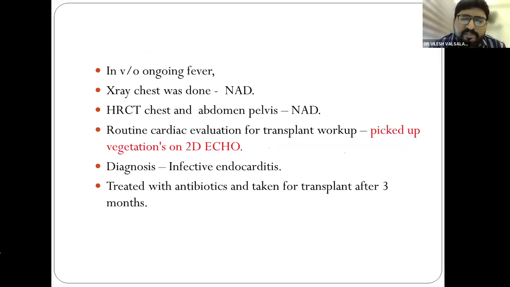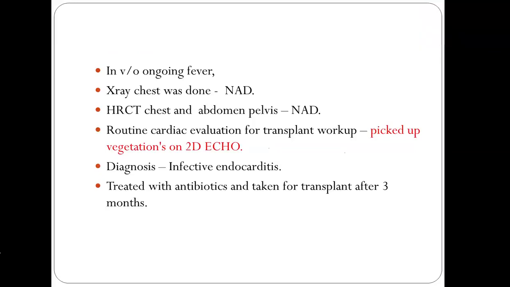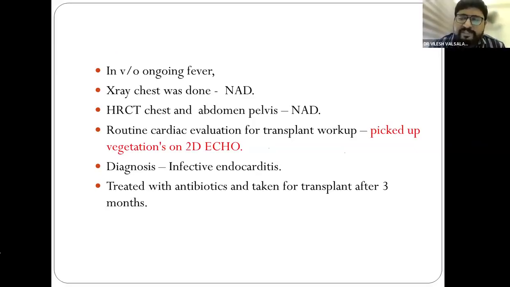A routine cardiac evaluation for transplant workup was done, in which the cardiologist picked up vegetations on the valves on 2D echo. When you see vegetations on the valve, these are infective vegetations. The diagnosis is infective endocarditis. So now we came to know that the fever was not because of the catheter-related infection, but secondary to an ongoing process in the valve, whereby the patient was having infective endocarditis. It was treated with antibiotics and he was taken for transplant after 3 months.